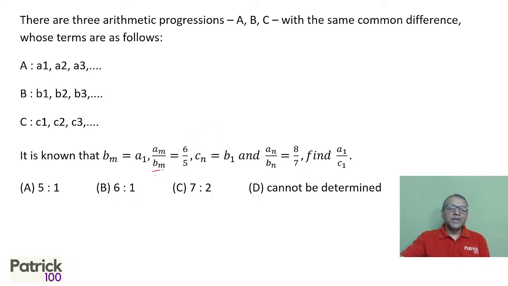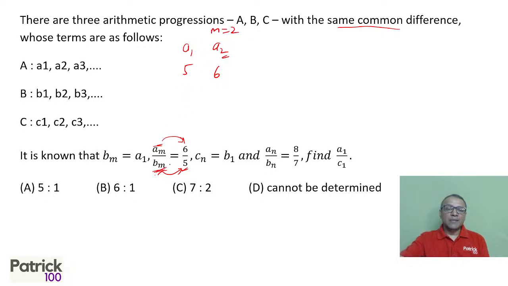Right, I take BM as 5 and AM as 6. Now BM is also equal to A1, so I can say A1 is 5. I'm taking a difference of 1 because it says the common difference is the same, so I can take A2 as 6. A2 is 6, so 2 becomes M. So we can make out that M becomes 2.